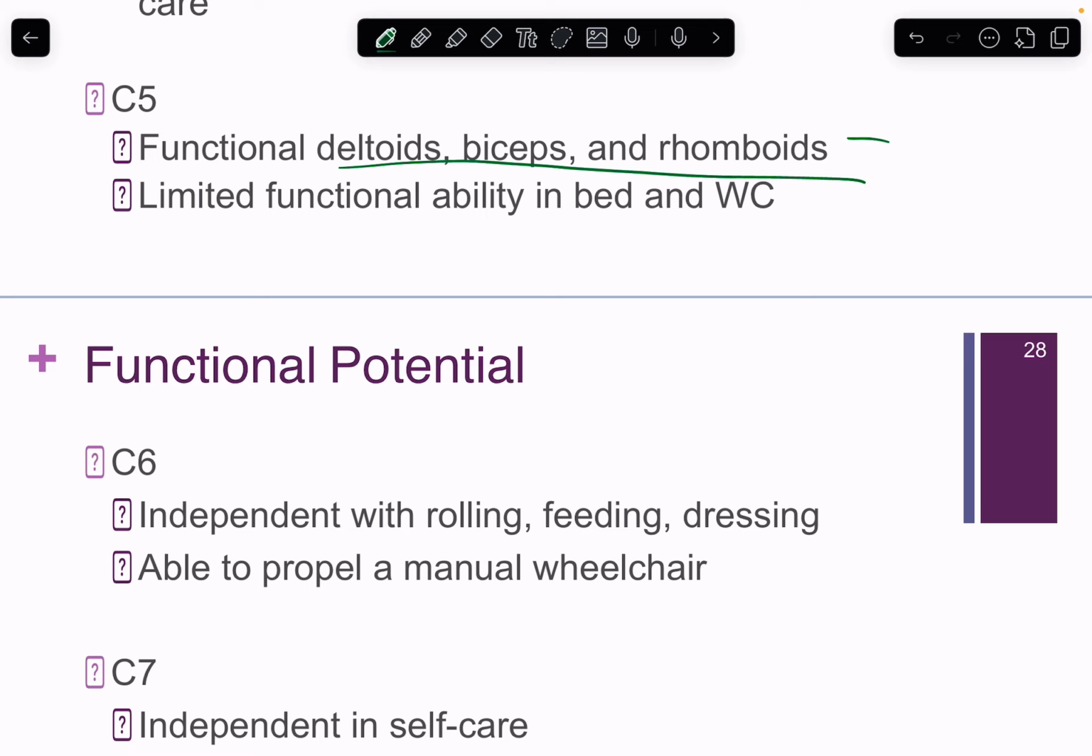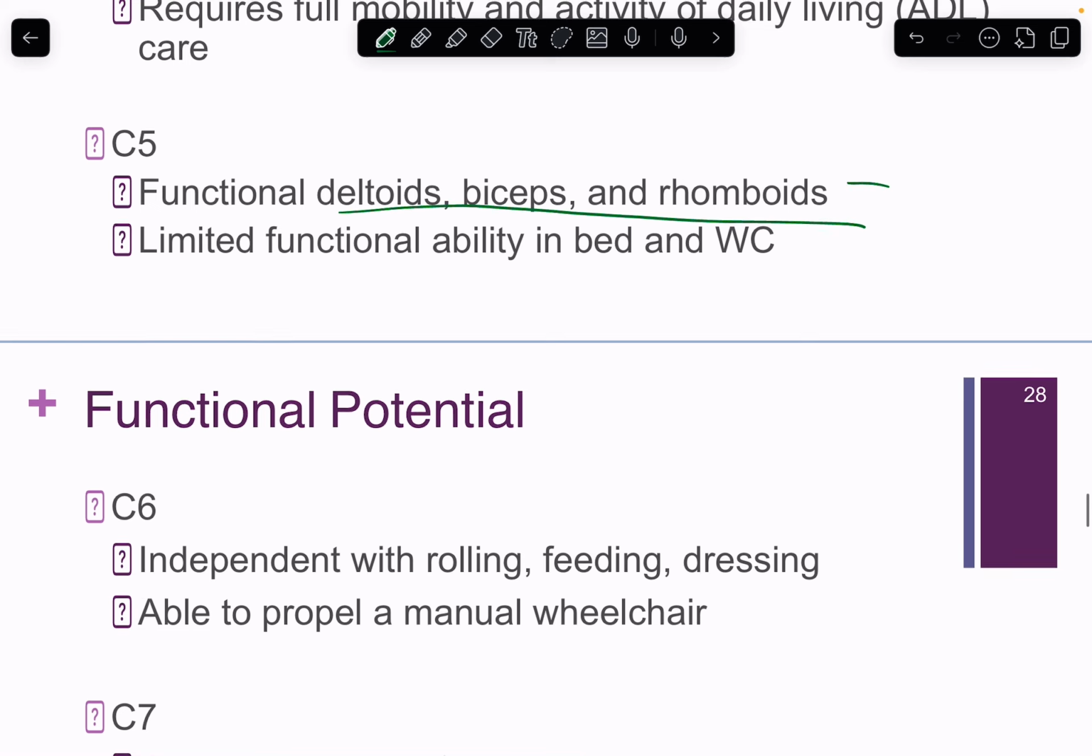What is the functional potential for patients with C6 SCI? They're already independent with rolling. They can do biceps curls, they could start feeding and dressing themselves, and propel a manual wheelchair. So remember this level, where bed rolling starts to become independent.